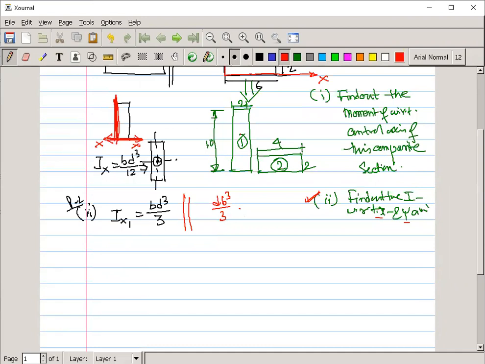So what we have to do is simply put the values here. How much is B here for this rectangle number 1? 2. Yes. And D is 10. So put those values. How much is it? Sorry, 10. How much is it?